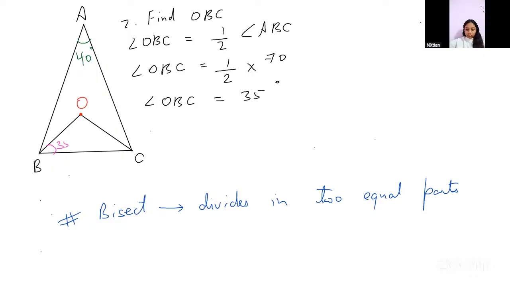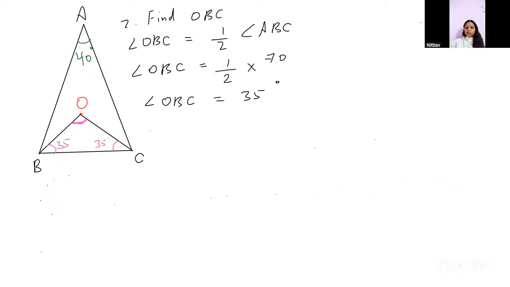Okay, ma'am, now I understood this. Now see, OBC is 35, so OCB is also 35. Question says that find out this angle, BOC. Can you find it out, Abraham? Find this out and tell me. Third is find out BOC.